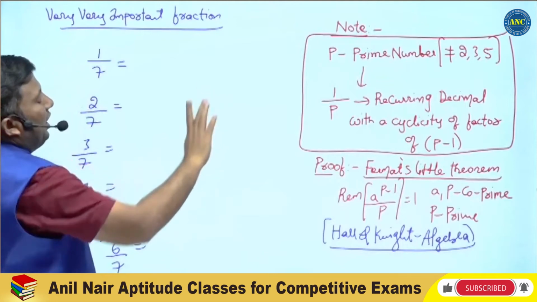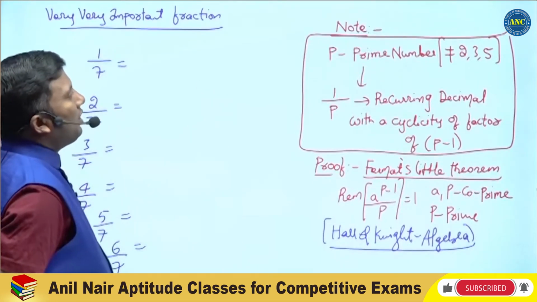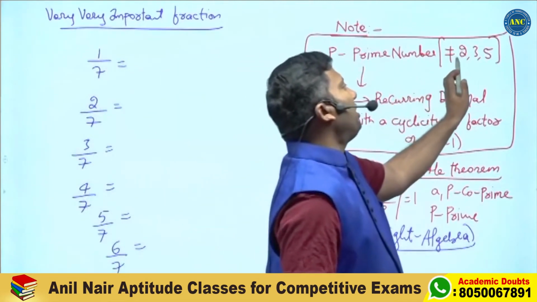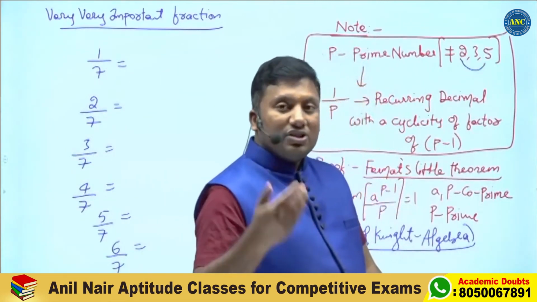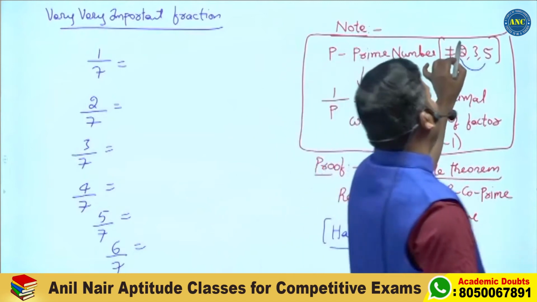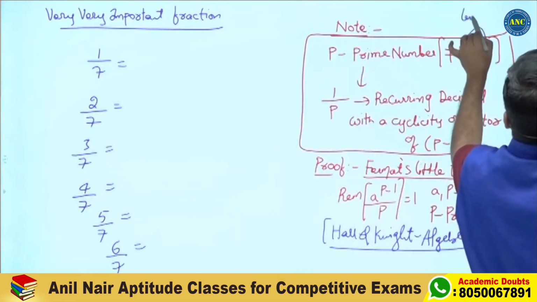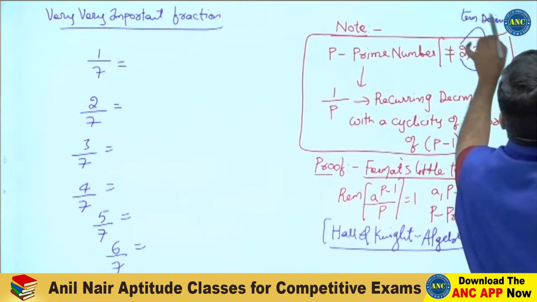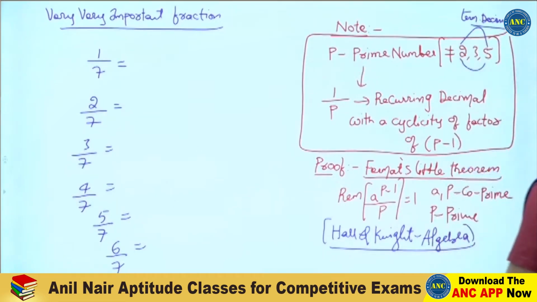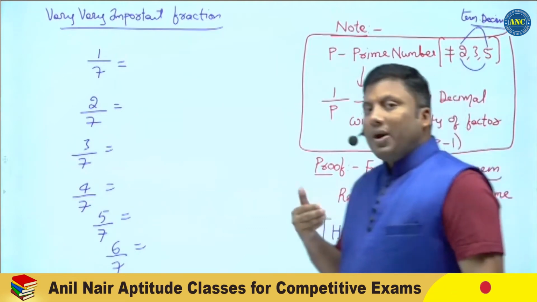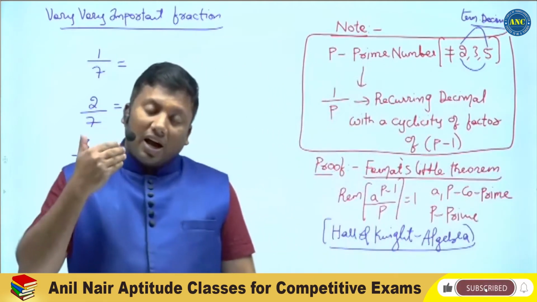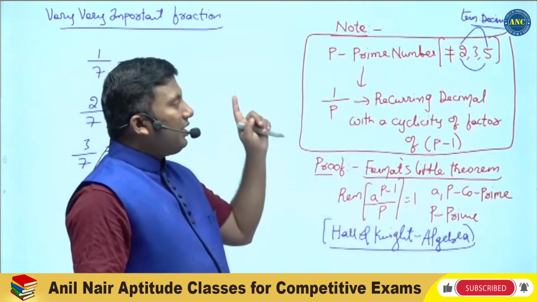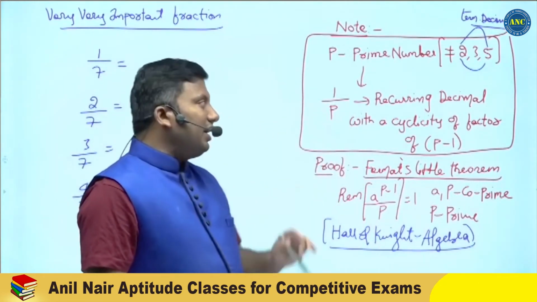Now see here, if p is a prime number not equivalent to 2, 3 and 5, there is a reason why it is not equivalent to 2 and 5. If it is 2 and 5, then it will give a terminating decimal. 1 by 2 into 100 is a terminating decimal. Why? Because the prime factors of 100 are 2 and 5. 100 can be written as 2 square into 5 square. So if the denominator is 2 and 5, I will get a terminating decimal.